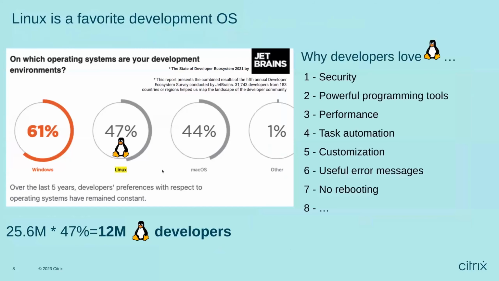Obviously, we can see it's for high security. So there's no virus. You don't need to install antivirus software in a Linux system. And you don't need to worry about the vulnerabilities that happen frequently in other operating systems. And there are a lot of powerful programming tools for Linux developers. And obviously, it's high performance. It can use a lot of tools to make task automation. And you can customize your desktop, customize your environment. You can even customize the kernel. And Linux provides a lot of useful error messages.